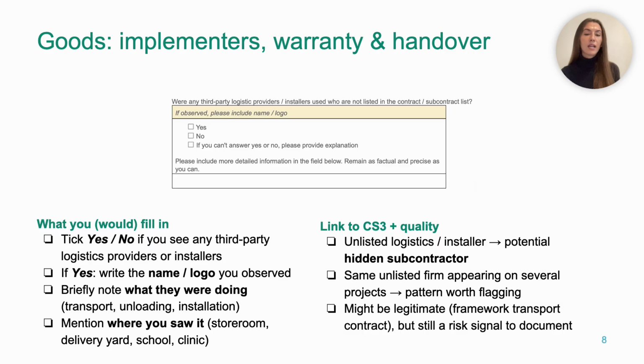Your role is not to accuse anyone, but it is to document neutrally. So let's say unlisted firm Trans-Euro Logistics delivered and unloaded equipment at City Hospital, logo on 2 trucks and workers' vests, 12th of March 2026.